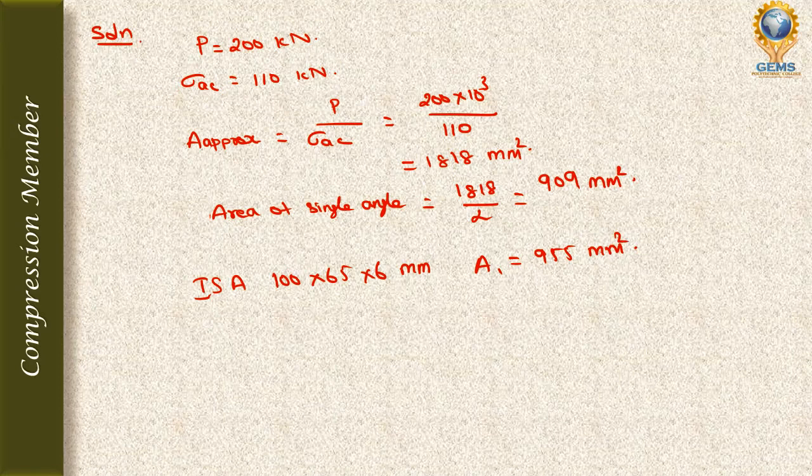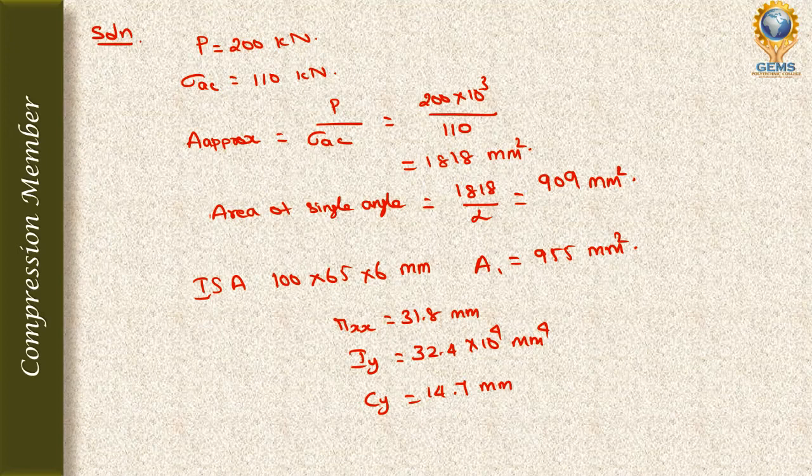So from this steel table we can get other details also. RXS is equal to 31.8 mm, IY is equal to 32.4 into 10 to the power 4 mm power 4, CY is 14.7 mm and Cx is equal to 31.9 mm.